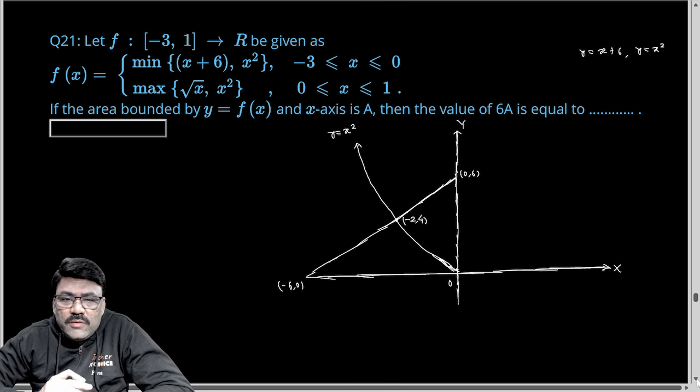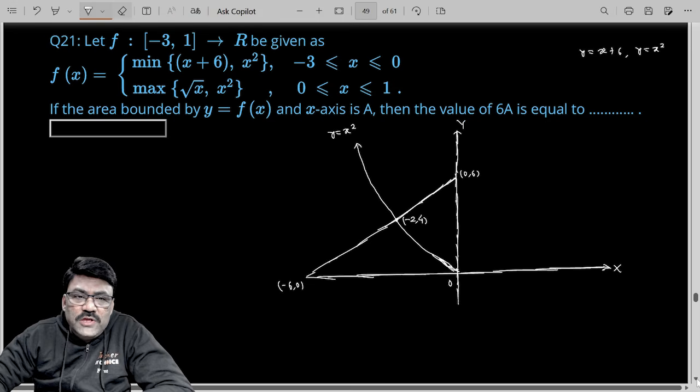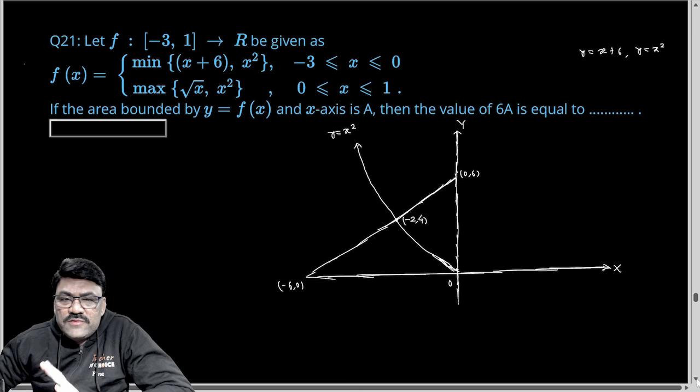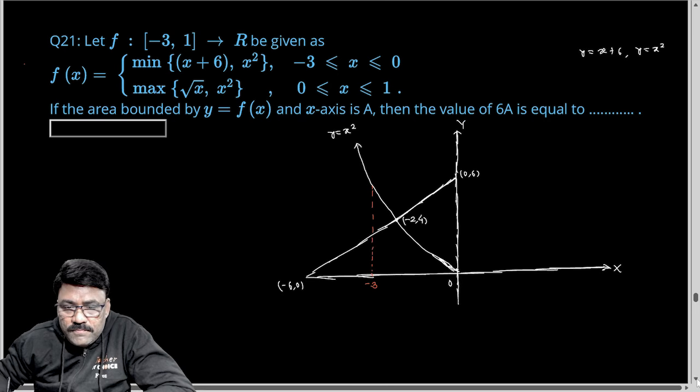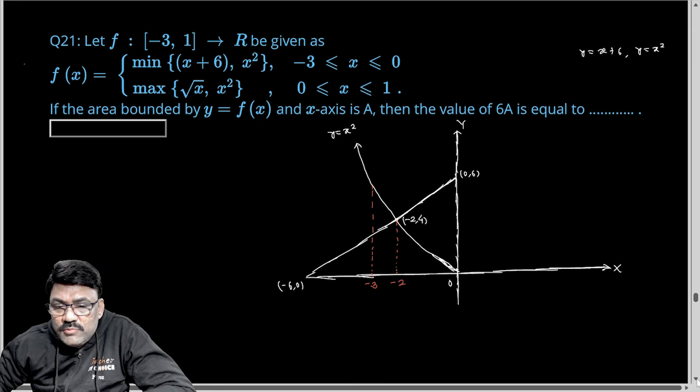And you have to take the minimum of these two. The minimum of those two means the lower graph. And you are starting from -3 till 0. So let's say this is -3, and this is -2. You can see that from -3 to -2, the lower graph is this. This is minimum. And from -2 to 0, the lower graph is this.